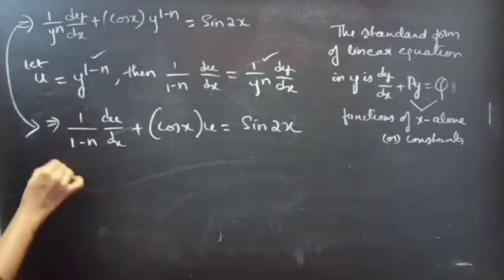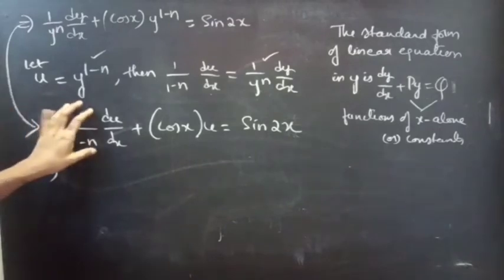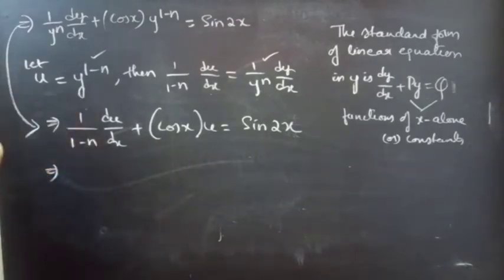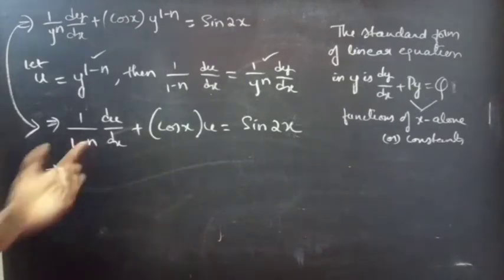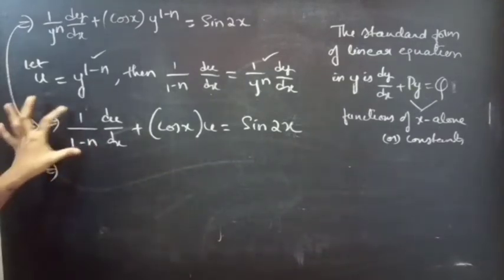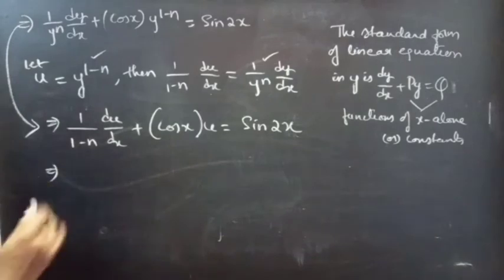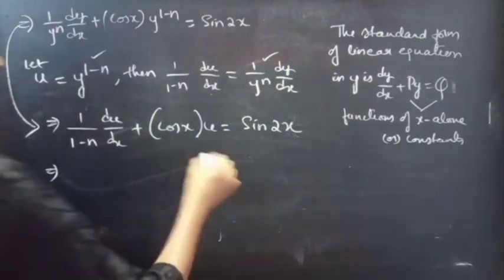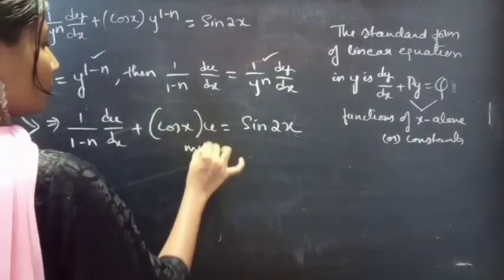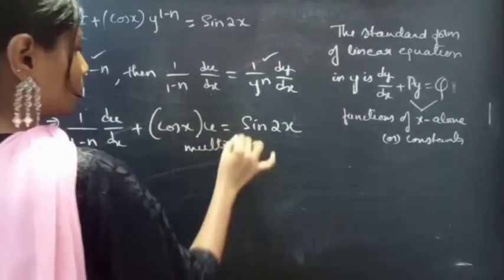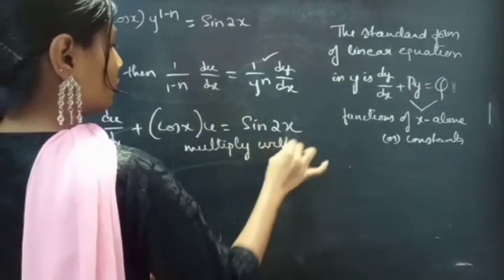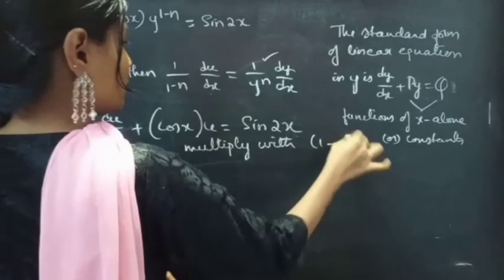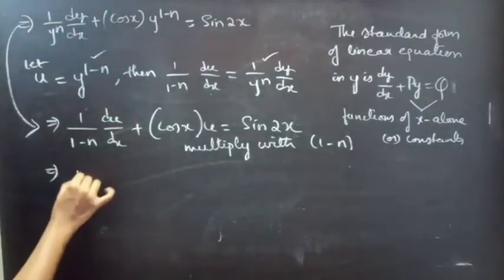Right? Now, we'll make the coefficient of du by dx equal to 1. In order to make this 1, what do we have to do? We have to eliminate 1 minus n from the equation, right? From this first term, I can say. So what we'll do? We'll multiply both sides of the equation with 1 minus n.